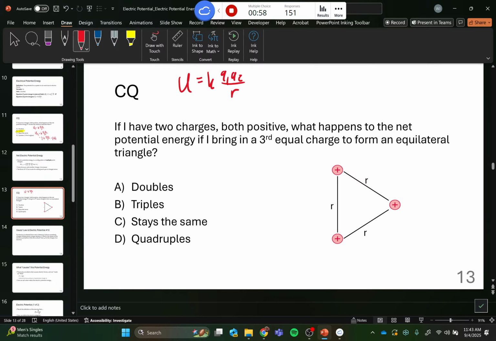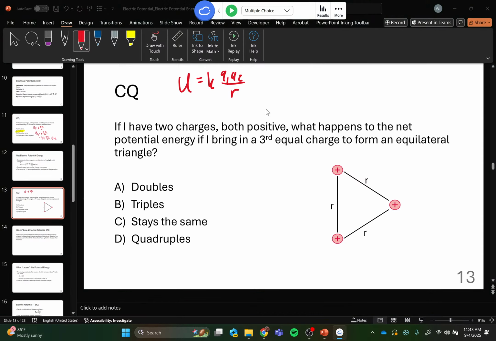All right, give y'all 20 more seconds. All right, we'll close it out in 5, 4, 3, 2, 1.